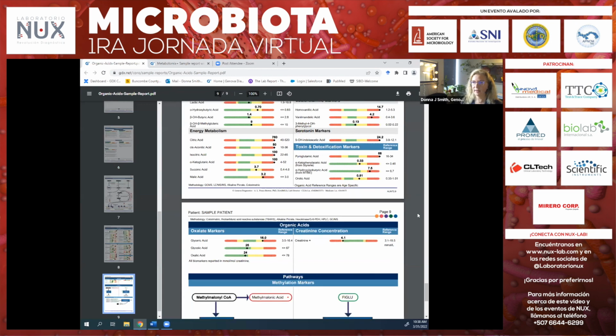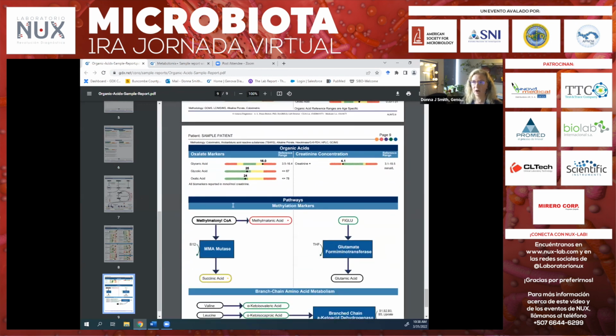So here on the next page, we have our oxalate markers. And these in general are indicators. They can indicate oxidative stress. They can be indicators of metabolic dysfunction, chronic stress response. And then this last one, especially oxalic acid, whenever it's elevated, it's considered a risk factor for calcium oxalate kidney stones.